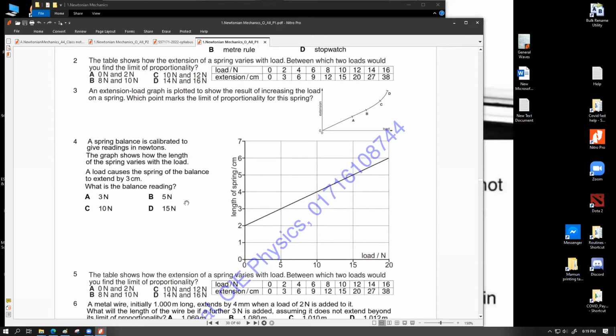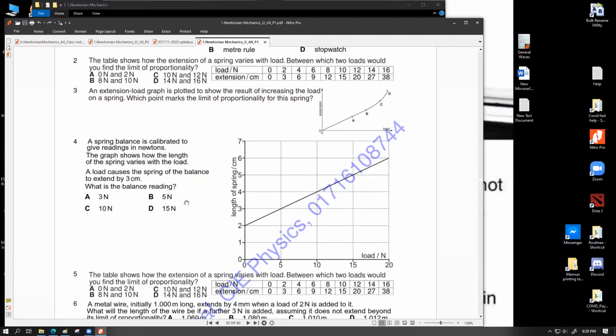Give it a try. Read out the question before I help you. Sir, B. 3 centimeter. So 3 centimeter is to 5 Newton, which is B. No. D, right? Yes. Oh, sorry, got it.